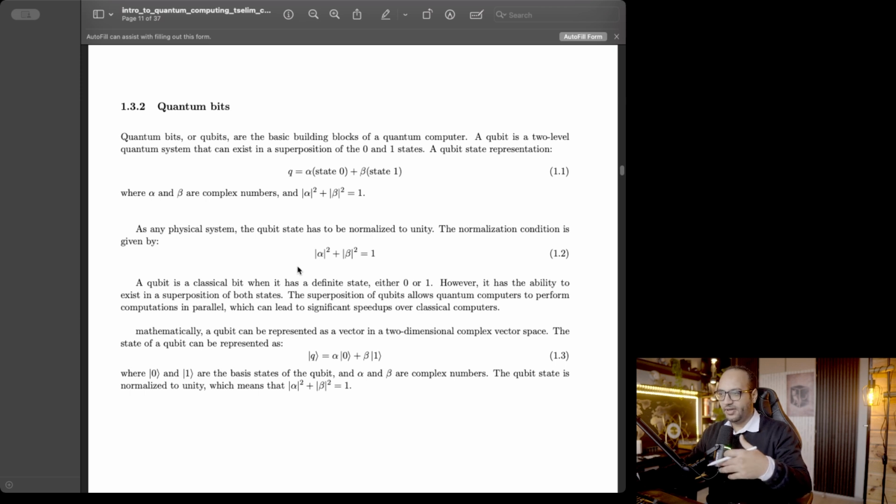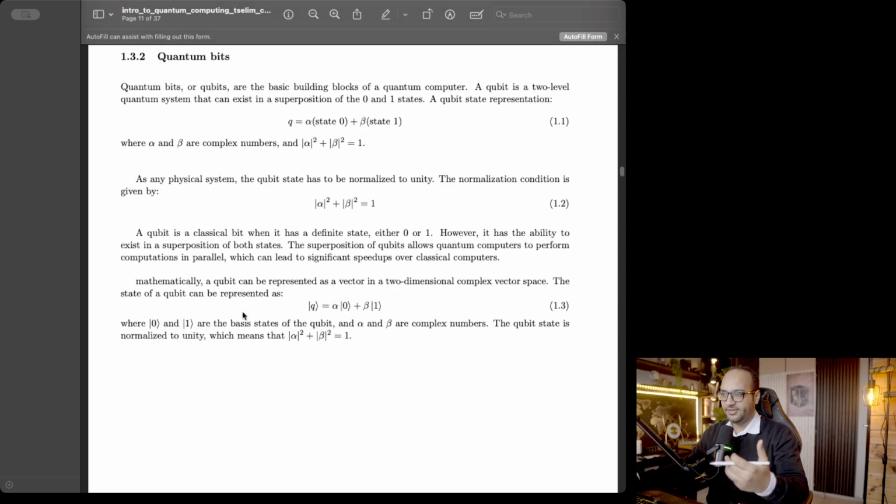So now we see the qubit is like a classical bit that has the ability to be in 0 and 1. However, it can jump to the quantum state and be partly in 0 and partly in 1. So that's the difference between the qubit and the classical bit. It has this ability that if you perform a certain quantum operation on it, it can be in a superposition of 0 and 1. And mathematically, we can represent the qubit as a vector in a two-dimensional complex vector space, and the state could be represented as ket q equals alpha ket 0 plus beta ket 1. We are going to define those now, but this is the way that we define it.